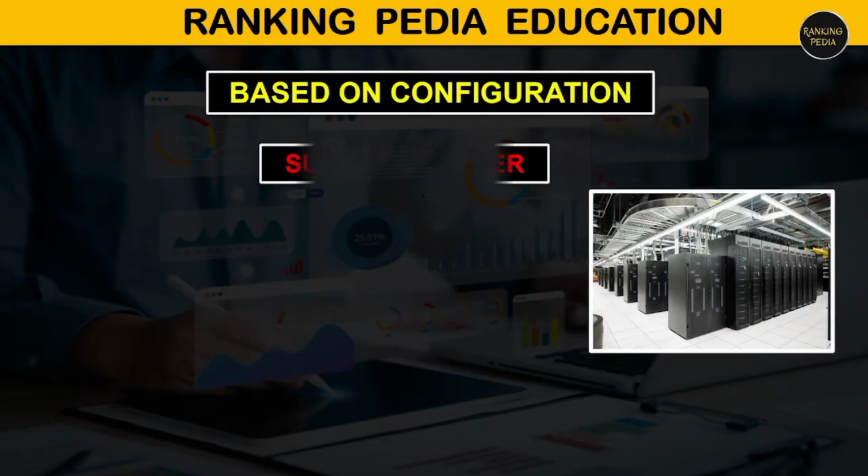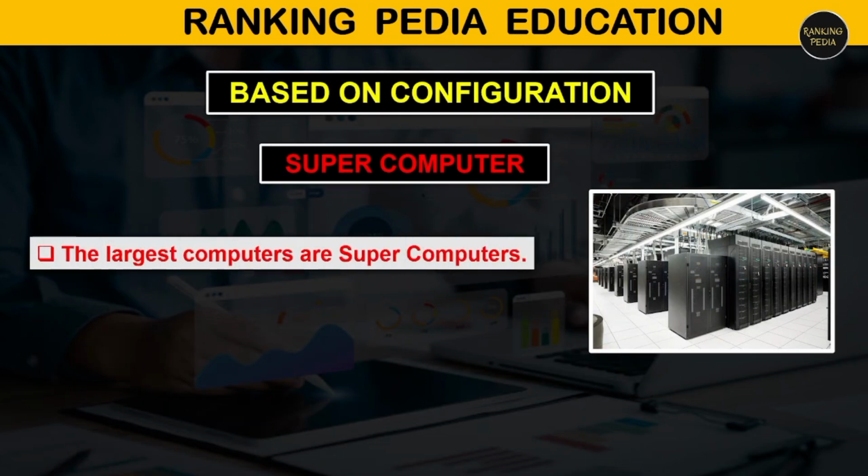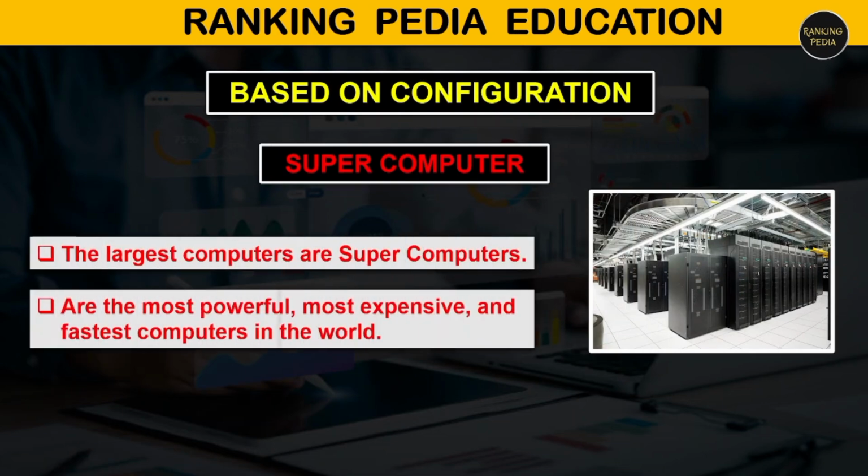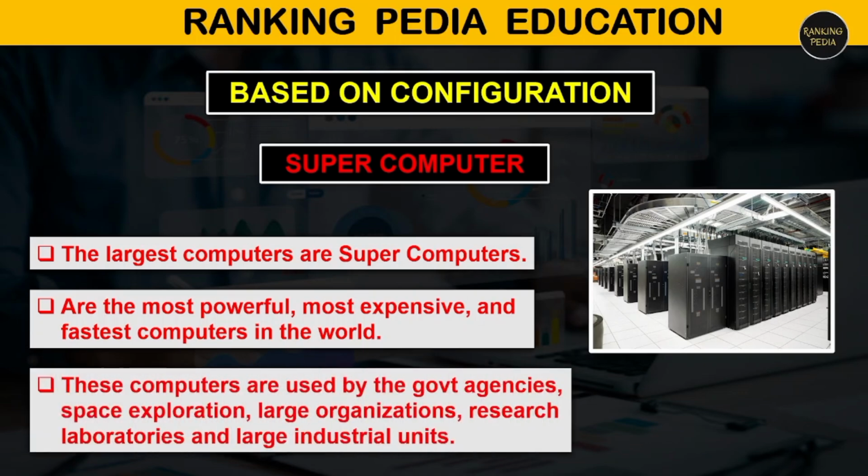The last one is the supercomputer. Supercomputers are the largest computers. They are the most powerful, most expensive, and the fastest computers in the world. These computers are also used by government agencies for space exploration programs. Large organizations use such types of computers.